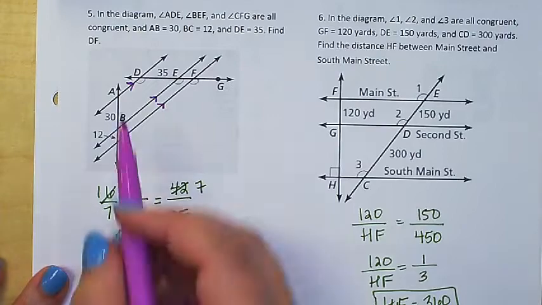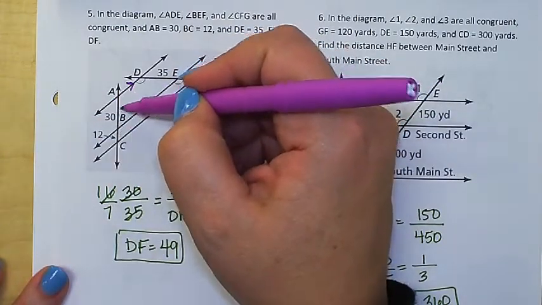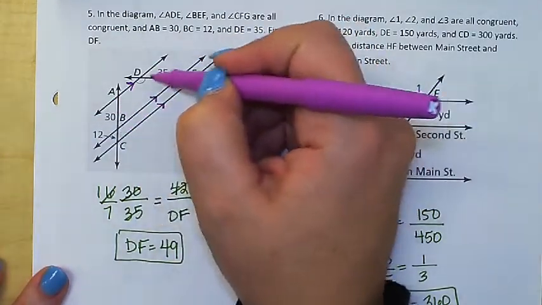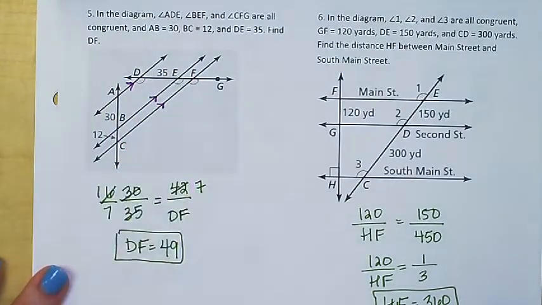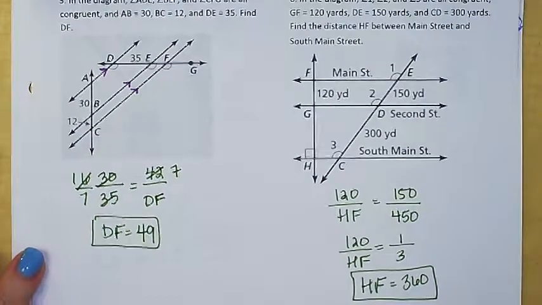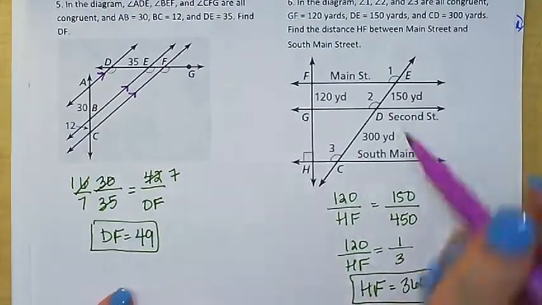Okay, but you could do the big side as long as you know one full set. You could do the big side since that's what they were asking us for, or you could have found EF and then added it to 35. Either way, you should get 49. Okay, and then check number 6 to see how you did here.